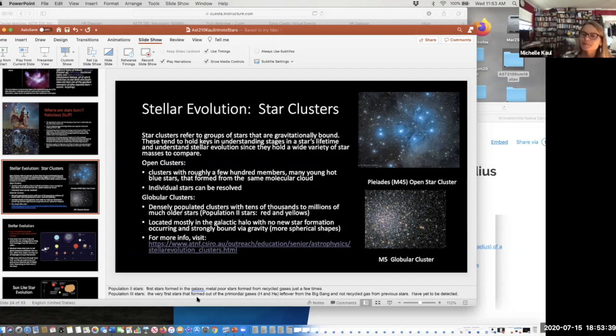There's a race for astronomers to try to find one of these, but they're hard to find because they've dimmed since then. They're hydrogen and helium stars, and they're left over from the Big Bang. So they haven't recycled any from previous stars because they are the first stars. This is something to watch for in the world of astronomy in the future to see if we actually find those. So globular clusters contain these population 2 stars, and open clusters will contain more of the young population 1 stars.